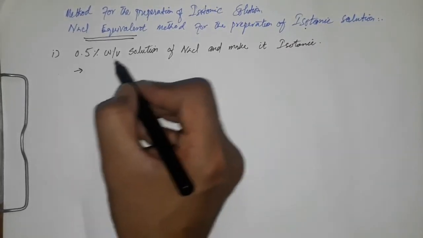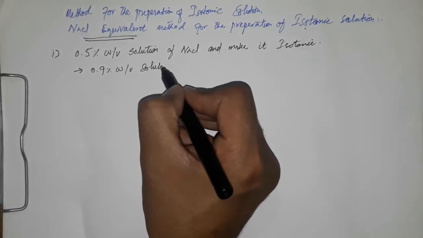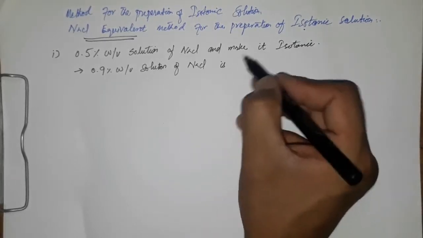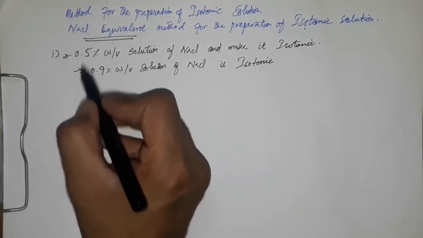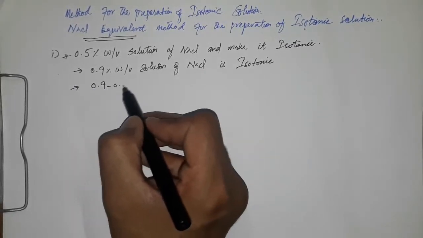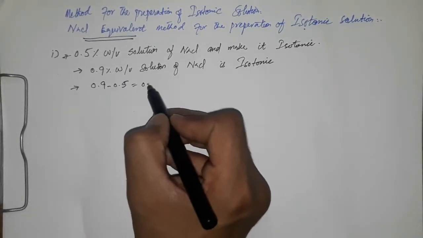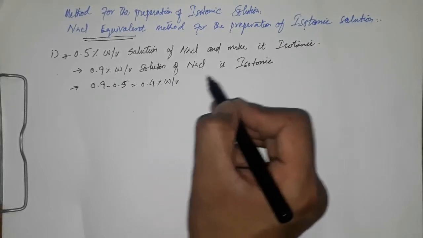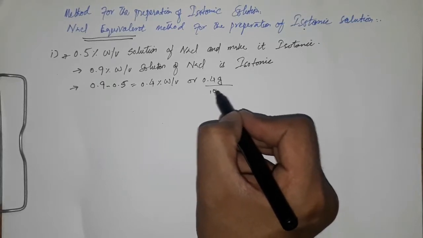As we know, it is a well established fact that a 0.9% weight by volume solution of sodium chloride is isotonic with the blood and lacrimal secretion, but here we have 0.5%, so 0.9 minus 0.5 gives 0.4% weight by volume, or 0.4 gram per 100 ml.